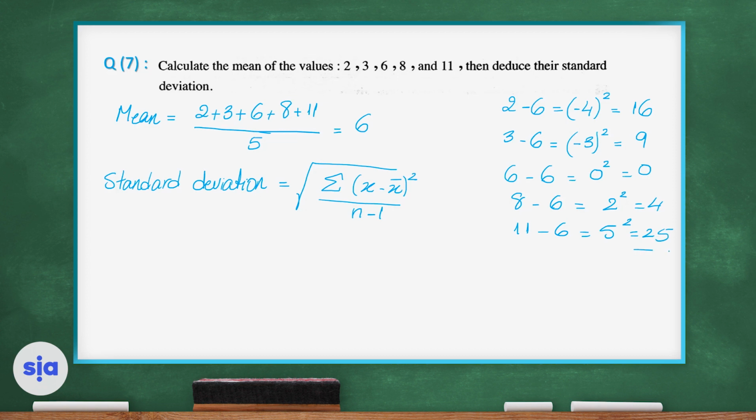After we get this, we get the sum of all of these. The 16 plus the 9 plus the 0 plus the 4 plus the 25. The answer here is 54. Then, the standard deviation is square root of the sum that we got now over 5 minus 1, and by doing your calculations, the answer will be 3.67.